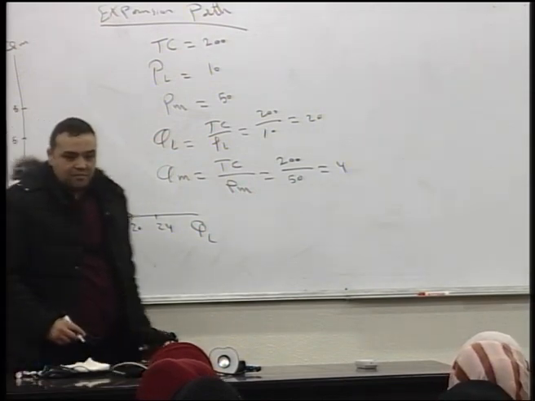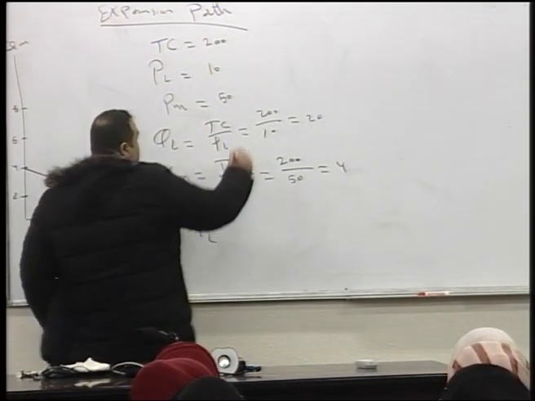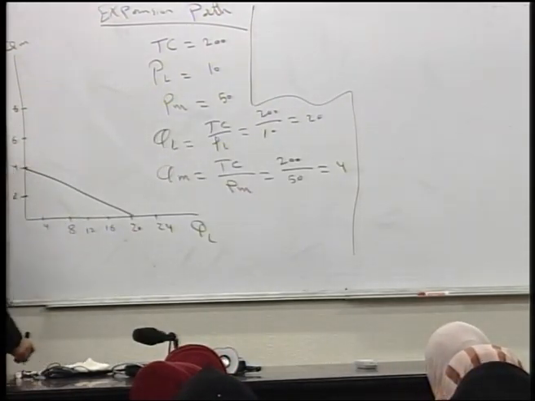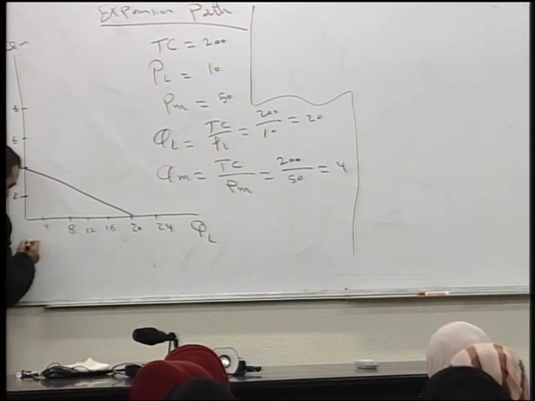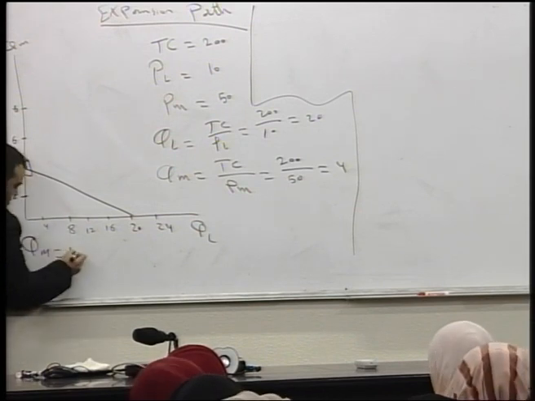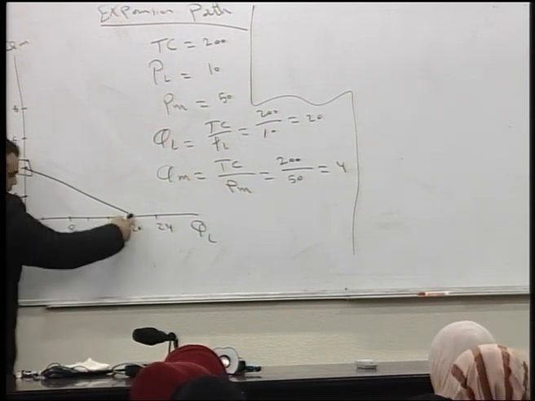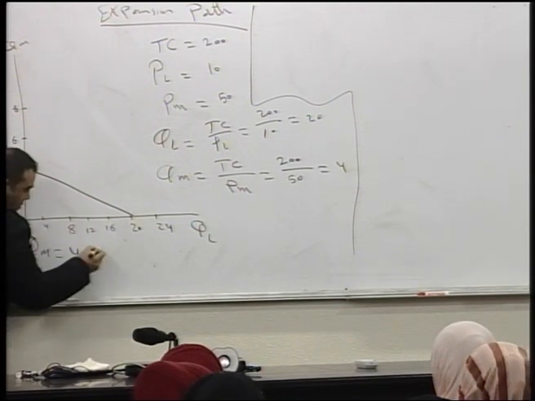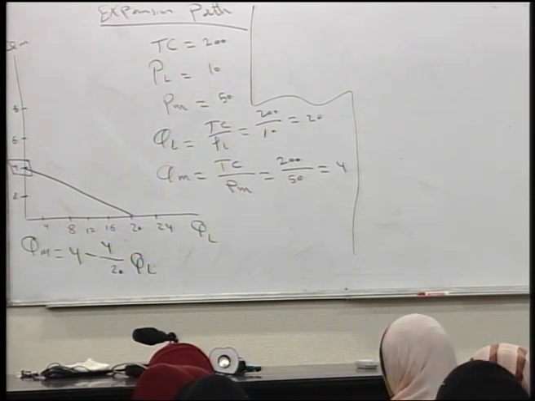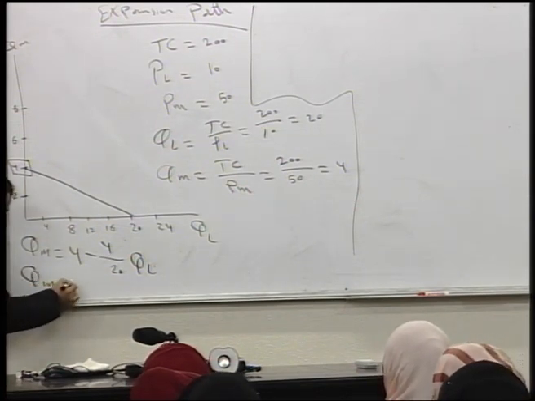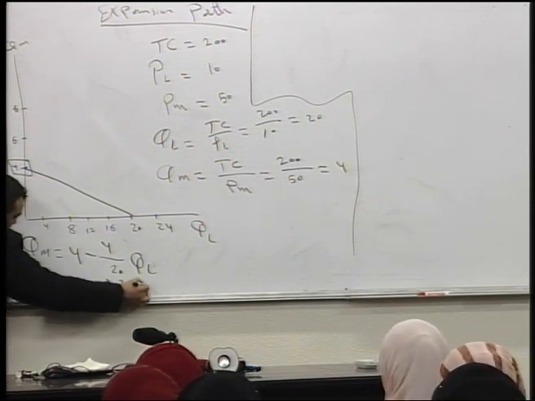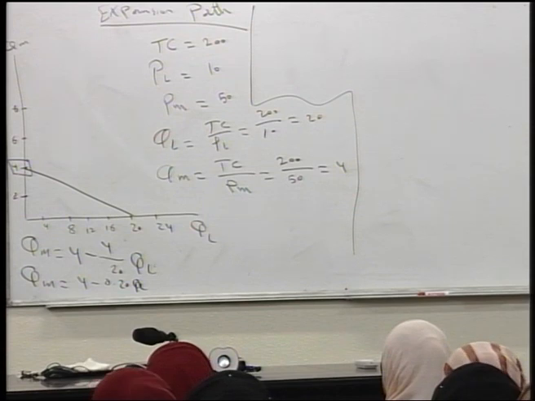Let's derive the isocost formula. To derive the isocost formula, we can say that QM equals 4 minus 4 over 20 times the QL. So QM equals 4 minus 0.20 QL. This is the isocost formula.